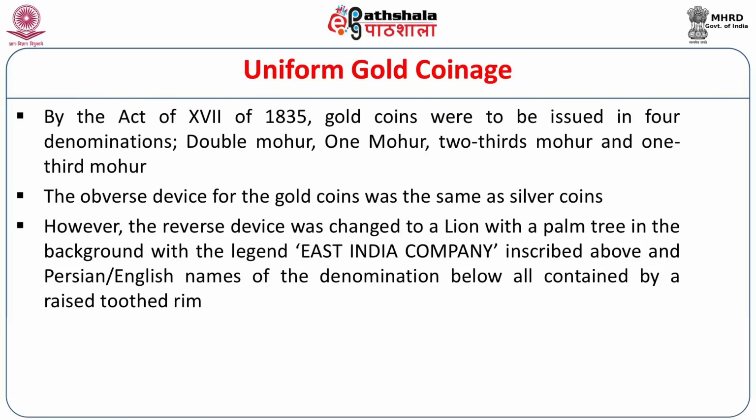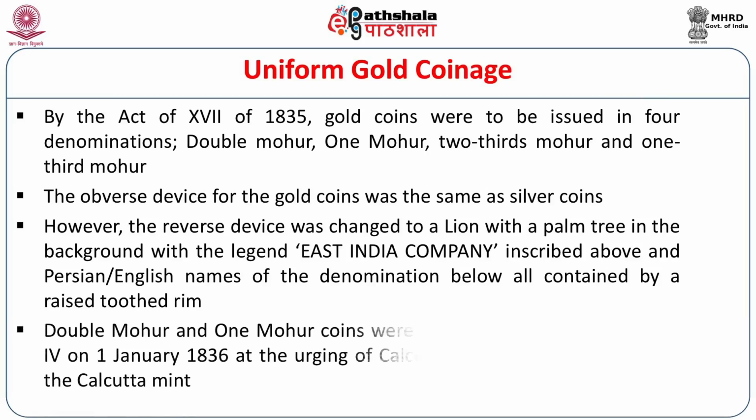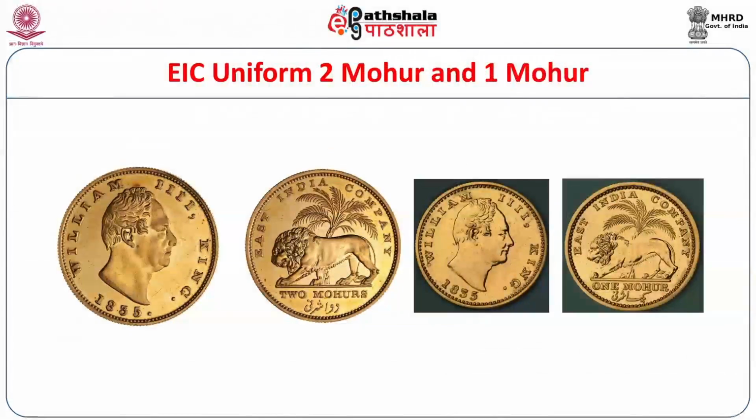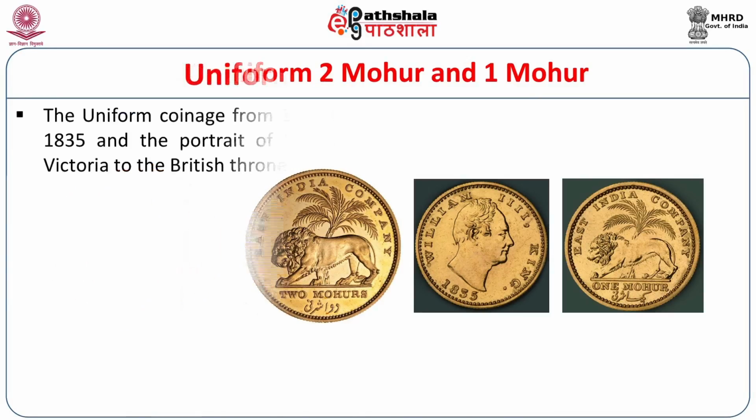The reverse design was basically changed with the idea of preventing the gilding of the rupee and people being cheated in that time. The double and one mohur coins were thus issued in the name of William IV on 1st January 1836 at the fervent urging of Calcutta's merchant community from the Kolkata Mint. These are fine pieces of the 2 mohur and 1 mohur issued in 1836 with the date 1835.